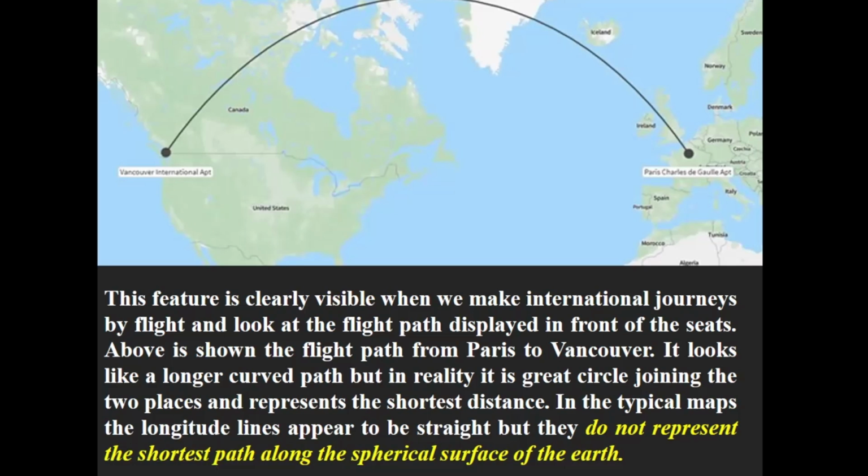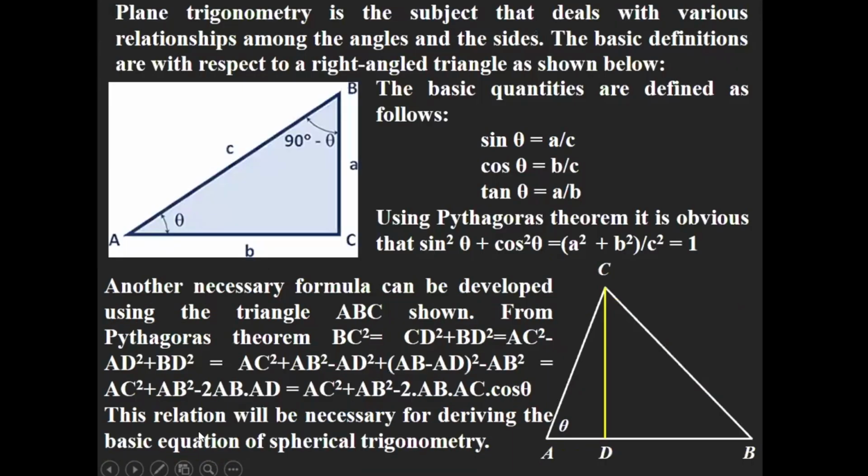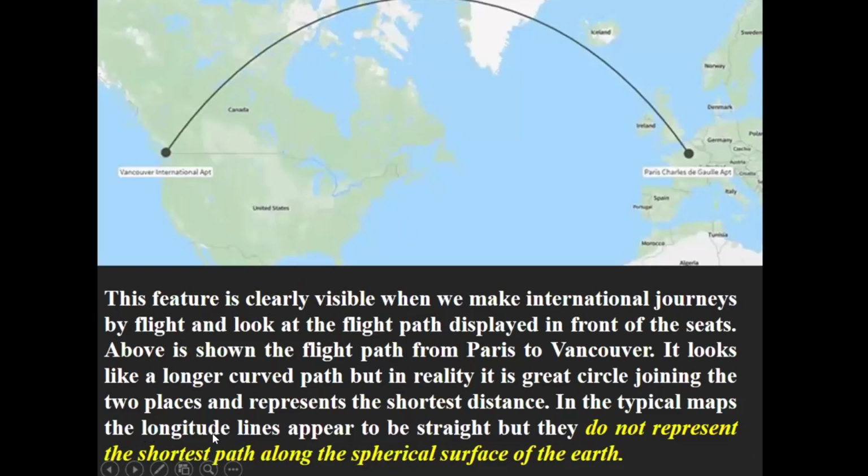So therefore, in the typical map, the latitude lines appear to be straight. They do not represent the shortest path along the spherical surface. It is not the longitude, it is the latitude line. I'm sorry, correct it: this is not longitude, it is the latitude. Longitude lines are actually great circles and they represent the shortest path. But the latitudes are not great circles. So if you take the latitude circle, which will be like this, its projection is not the shortest. It will be this one, which is the intersection of the great circle passing through this position.